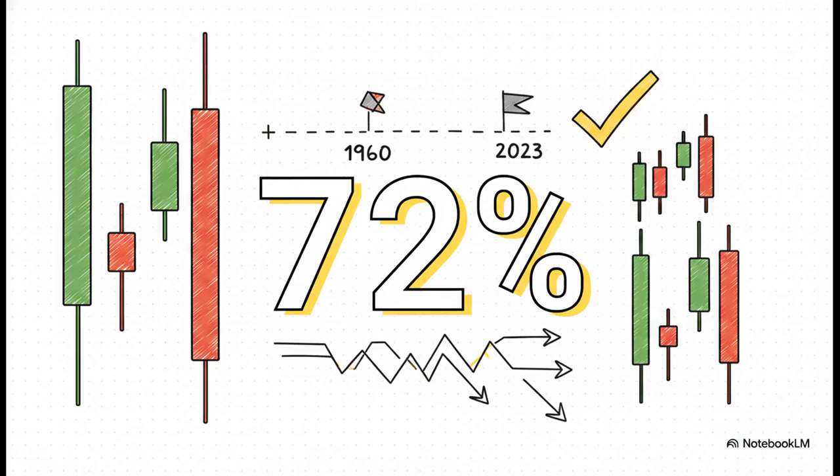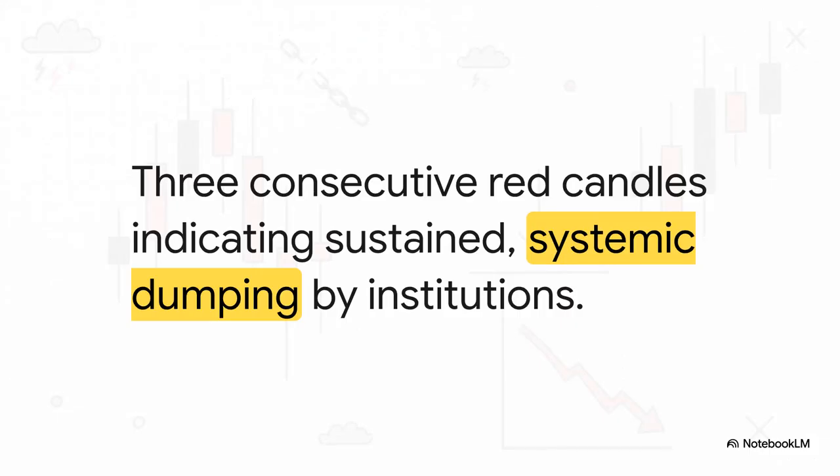And guys, this isn't just theory. It is backed by some serious hard data. Historical backtests running from 1960 all the way to 2023 show the Evening Star has a staggering 72% success rate in predicting downturns. No joke. But that reliability leans heavily on that third red candle acting with real authority, often wiping out over 60% of the first candle's gains.